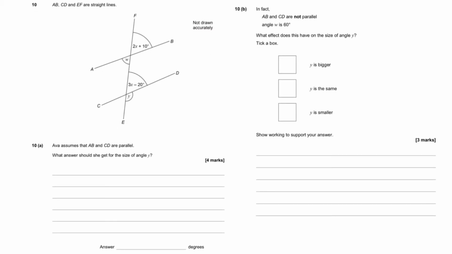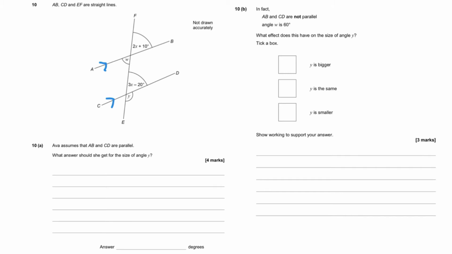Our next question here uses all of our angle rules with parallel lines. So it says AB, CD and EF are straight lines. Ava assumes that AB and CD are parallel. What answer should she get for the size of angle Y? So let's draw on our parallel lines so we can see what we're looking at.